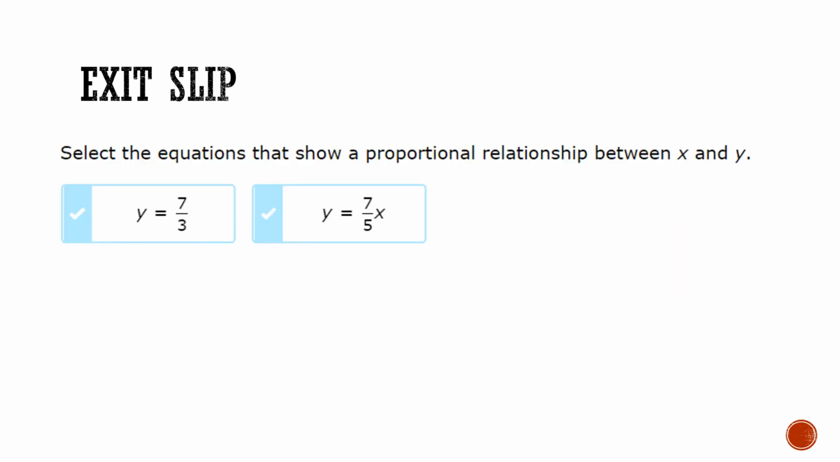Okay, our exit slip again is looking at proportional relationships. This time we're looking at the equation. So we've looked at tables yesterday in our bell ringer and exit slip. This morning we've looked at graphs. Now we're going to look at an equation. Okay, so if you'll remember a long time ago, we talked about y equals kx, and k was our constant.